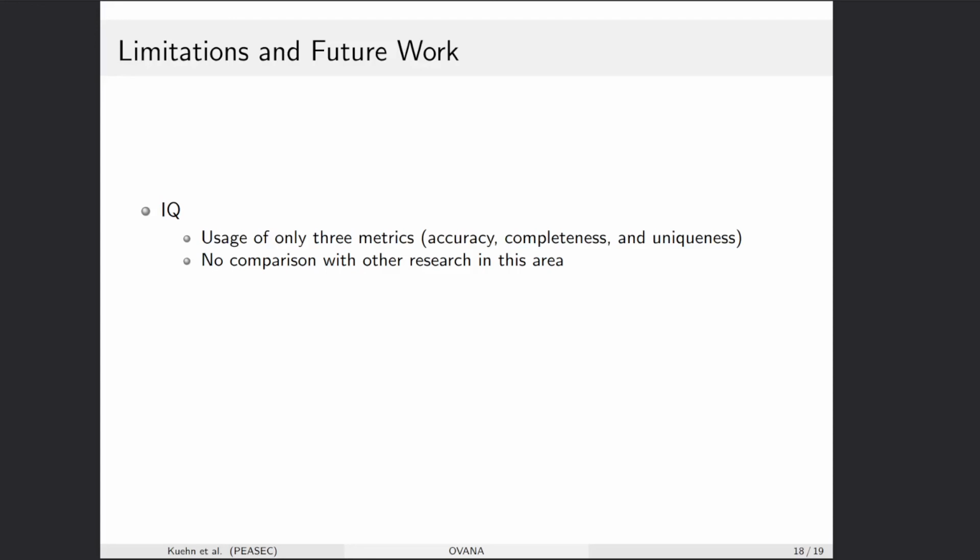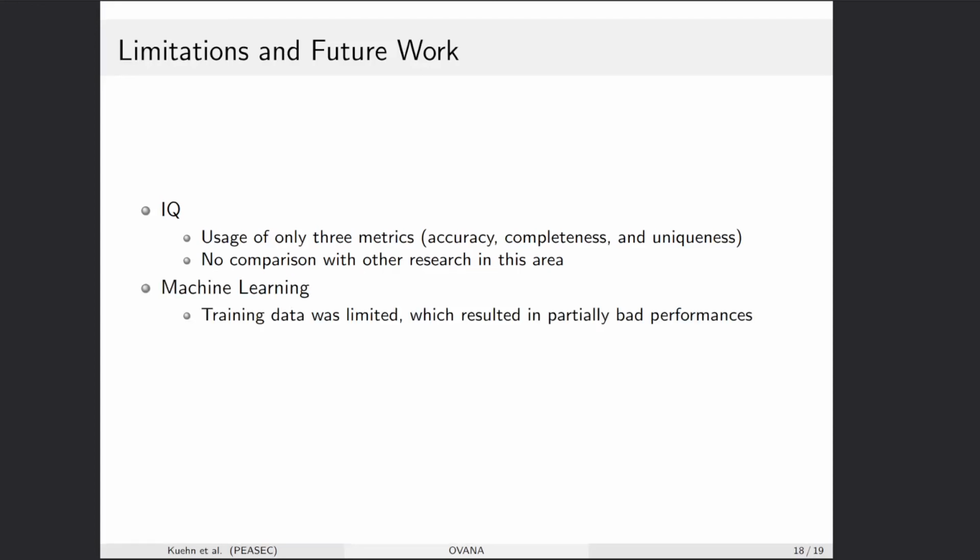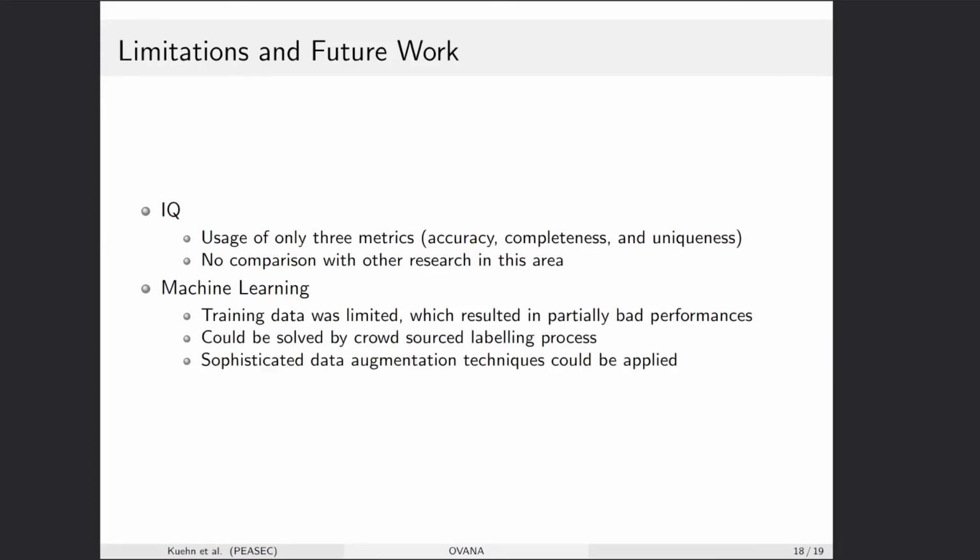However, we do have some limitations which could translate into future work. For example, for the information quality, we use only 3 metrics: the accuracy, completeness and uniqueness, and we do not compare our results with other research in this area. And on the machine learning side, we saw that training data was limited, which resulted in partially bad performance. This could be resolved by increasing the training data by crowdsourced labeling processes, or using sophisticated data augmentation techniques to exponentially increase the data set.